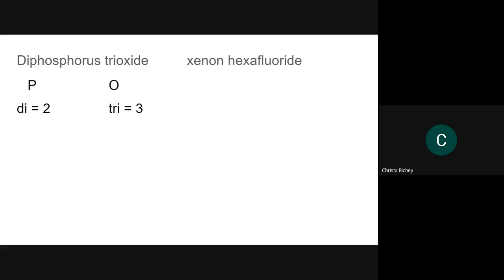So what would you write for a formula? P2O3.